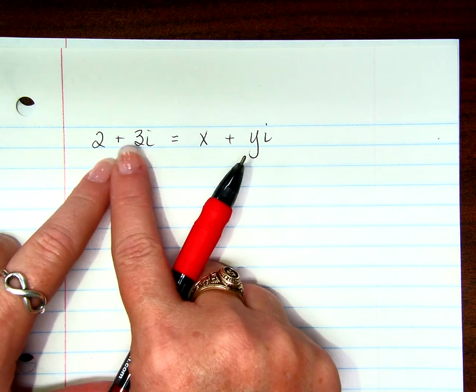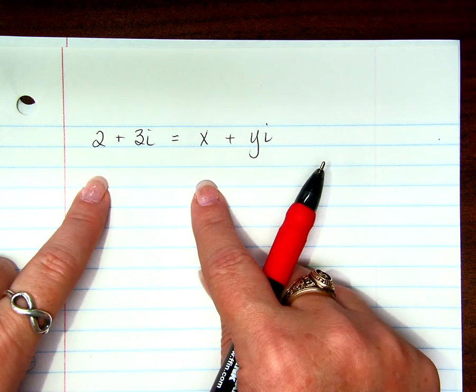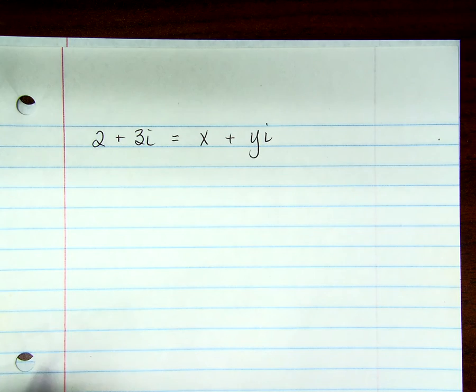Don't let those kind of problems be too difficult on you. If it's giving you a complex number equaling a complex number, just remember that the real parts have to be the same and the imaginary parts have to be the same. Okay? Any questions? All right.